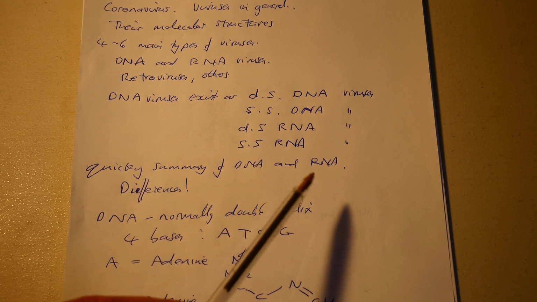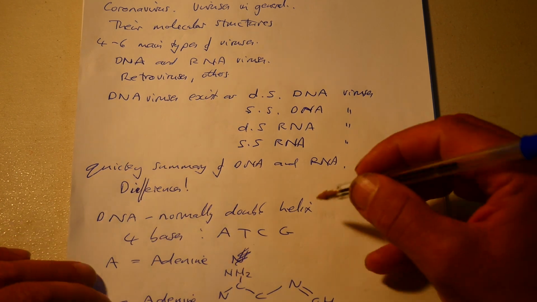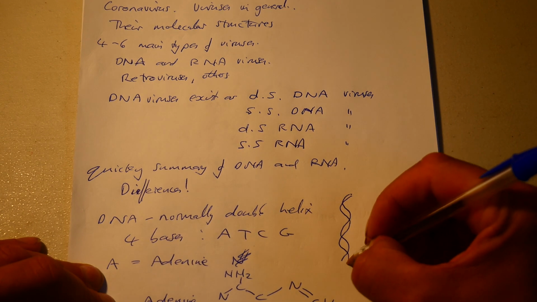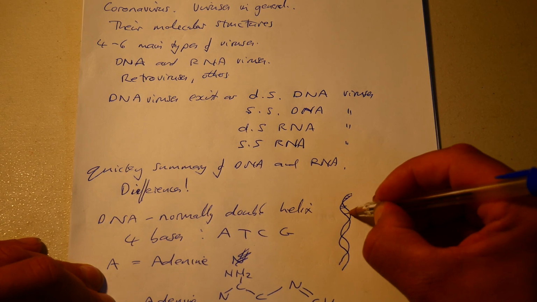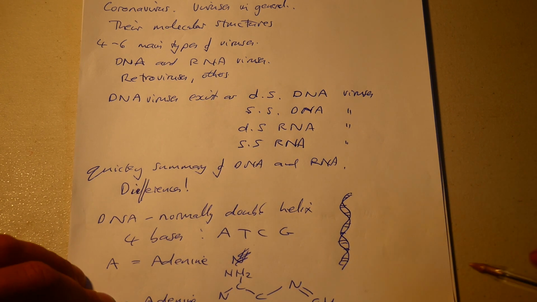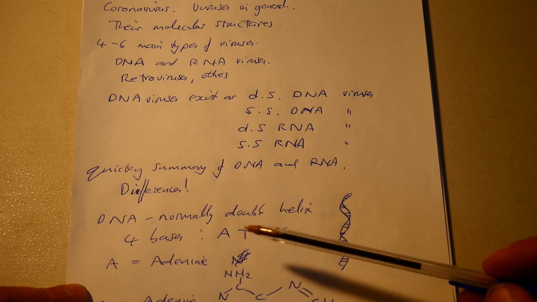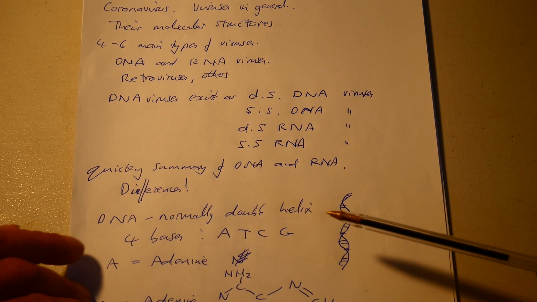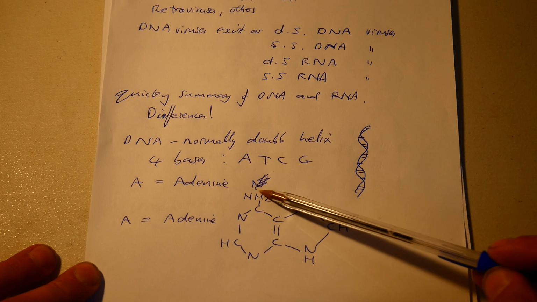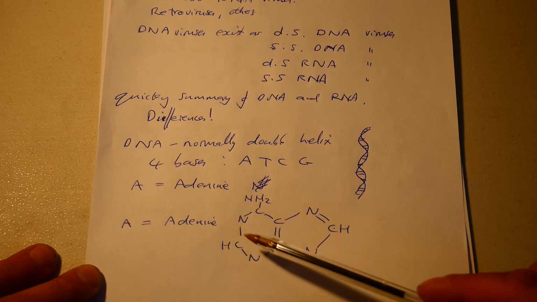Quick summary of the difference between RNA and DNA for those who don't know. DNA is normally a double helix, drawn like that. Which is 4 bases, A, T, C, and G. A is adenine. This is the structure of adenine: nitrogens, carbons, hydrogens, double bonds, single bonds. It's a 2-ring structure.